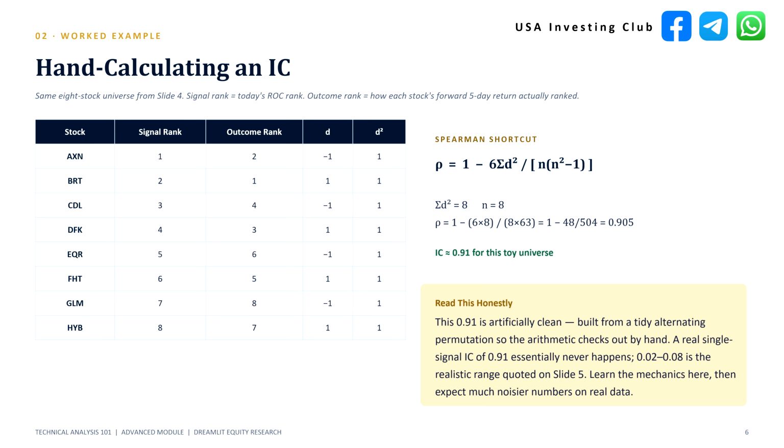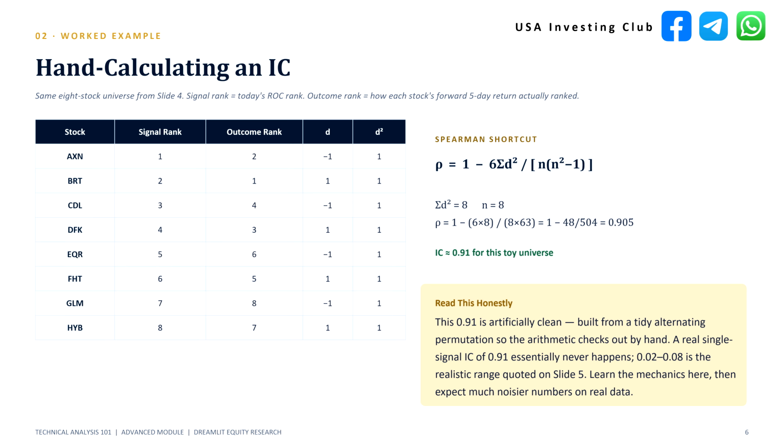XN, signal rank 1, outcome rank 2, a difference of -1. BRT, signal rank 2, outcome rank 1, a difference of +1. CDL, signal rank 3, outcome rank 4, -1. DFK, signal rank 4, outcome rank 3, +1. EQR, signal rank 5, outcome rank 6, -1. FHT, signal rank 6, outcome rank 5, +1. GLM, signal rank 7, outcome rank 8, -1. And HYB, signal rank 8, outcome rank 7, +1.